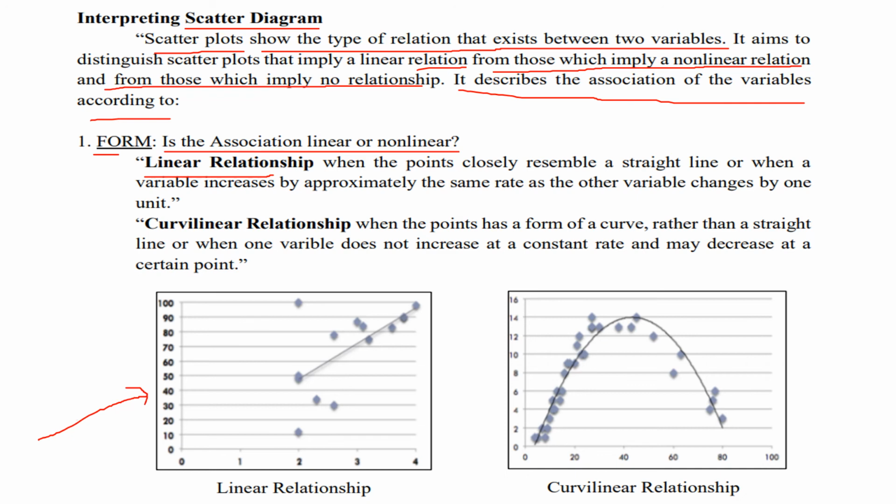We can say this is a curvilinear relationship in a way that this is not a straight line, because at some point your one variable, or your dependent variable, decreases. As you can see in this one, even if your x increases, at some point your y decreases. So that's a curvilinear relationship between your two variables involved.